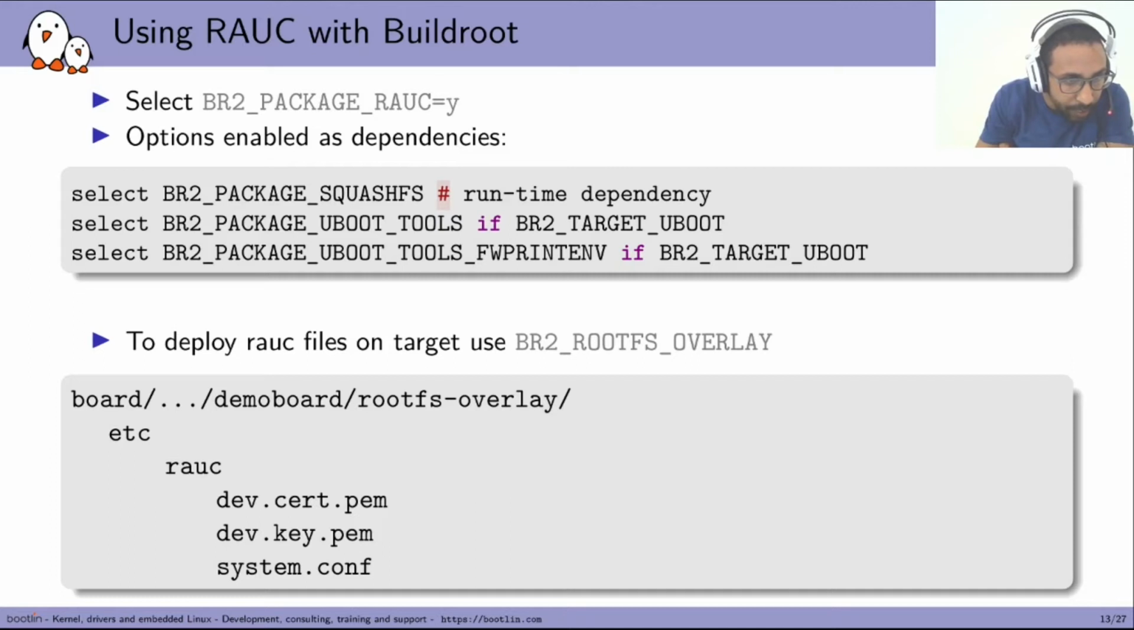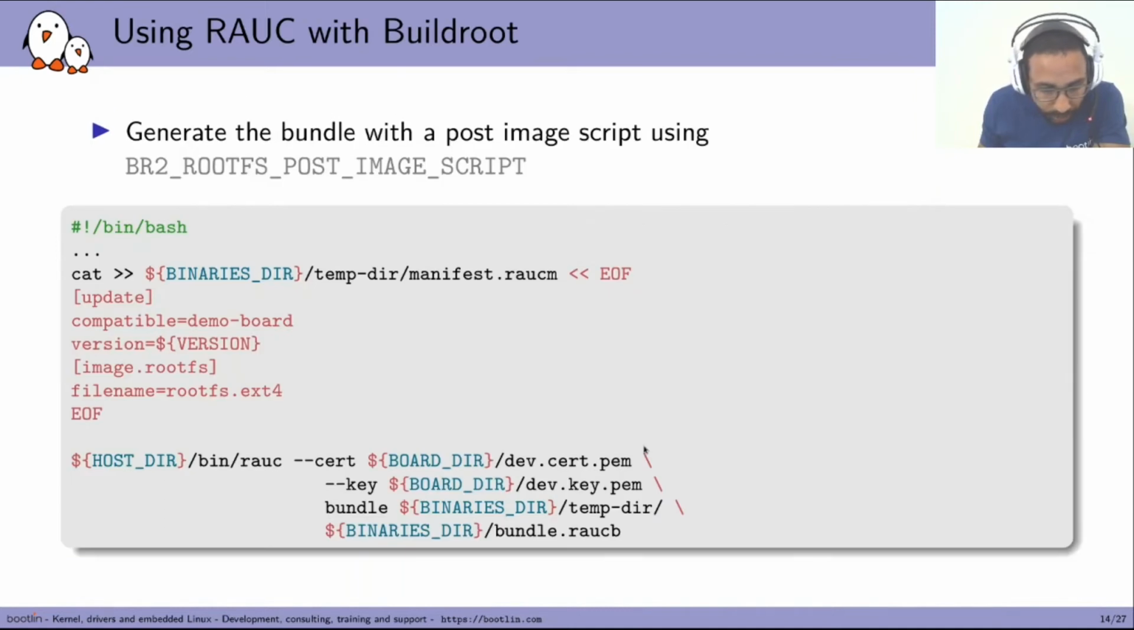So the next step is deploying the RAUC required files here using the root file system overlay option of Buildroot. So we can deploy all the files we need so RAUC can work on our target. And after we've done with the deployment, we can generate the bundle.